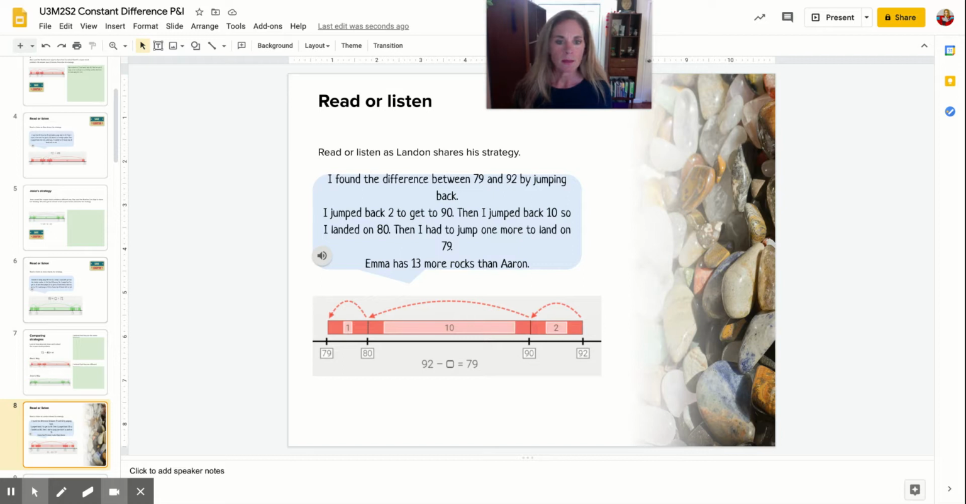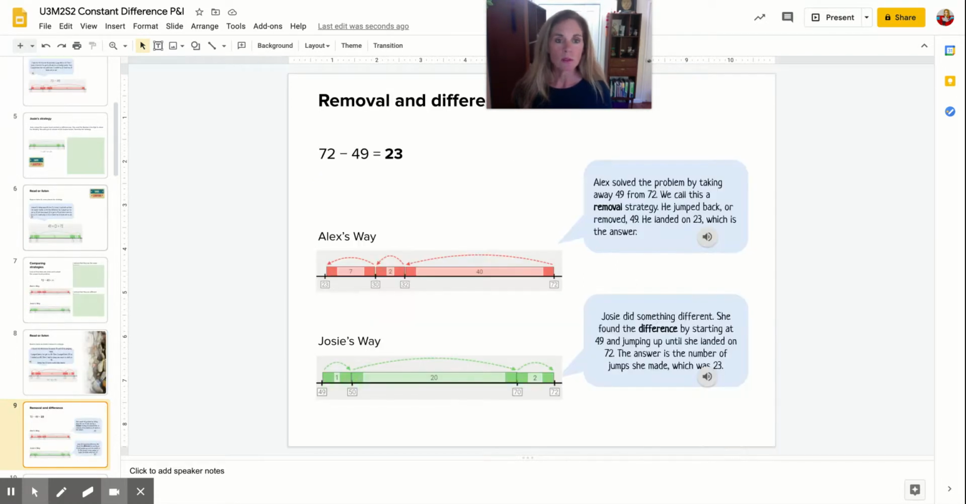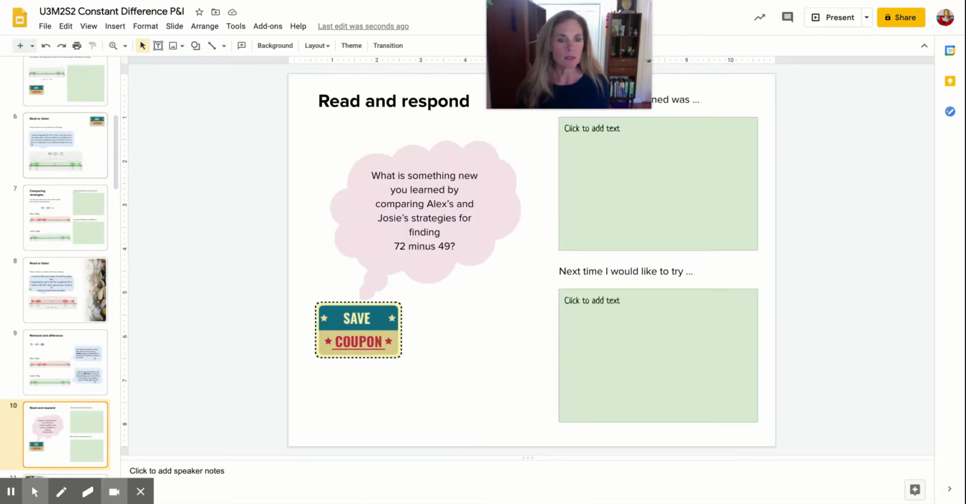Let's see. This is one that you read or listen to. And here is something, this is the removal or difference strategy, which we talked about today, or actually yesterday, sometime this week. You can listen to how each person did that. Then you're going to read and respond.